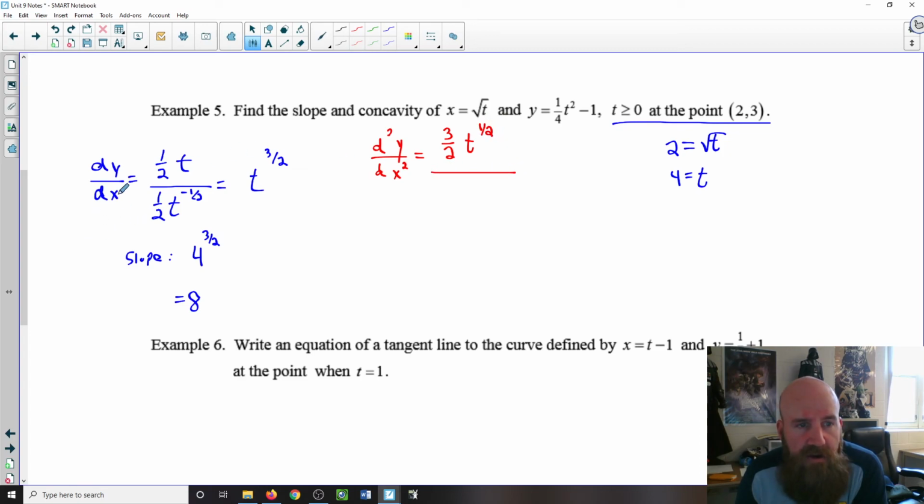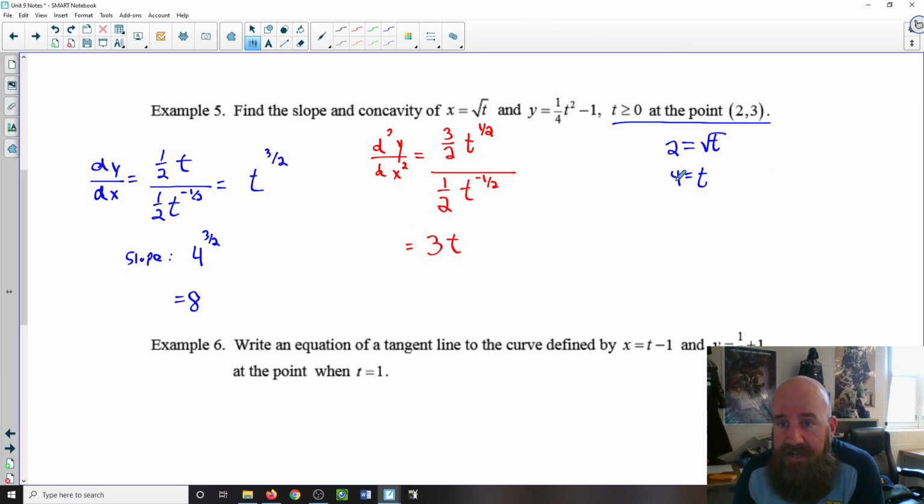divided by our dx/dt, so 1/2 t to the negative 1/2 power. So 3/2 divided by a half would be 3. And then t to the 1/2 divided by t to the negative 1/2 is just t. So there's our second derivative.